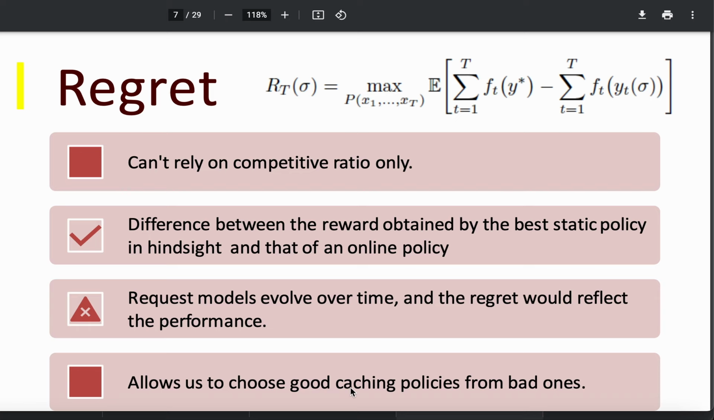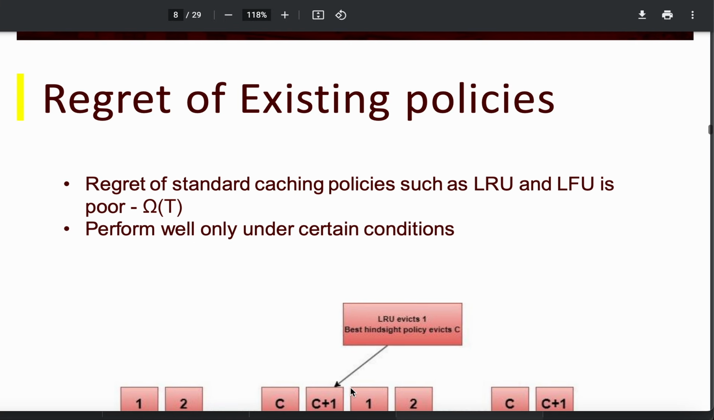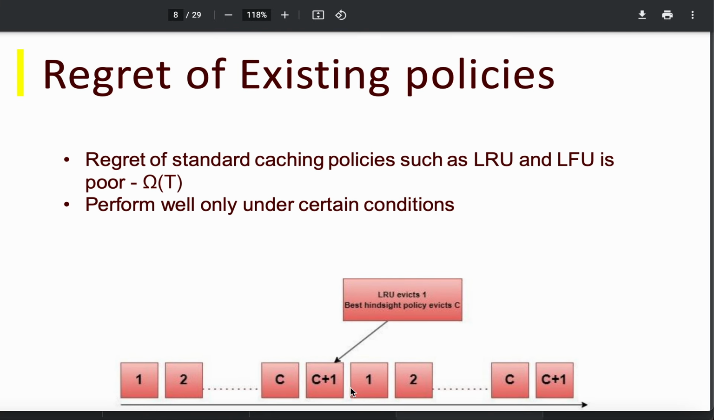So that is ideally the hypothetical best any caching policy can achieve, right? Regret gives a better way to choose good caching policies from bad ones, because if the request model changes over time, the regret would also reflect that. You're going to have higher regret when you're not finding elements in your cache, and lower regret when you're finding elements in your cache. So next, let's think of the regret of the existing policies.